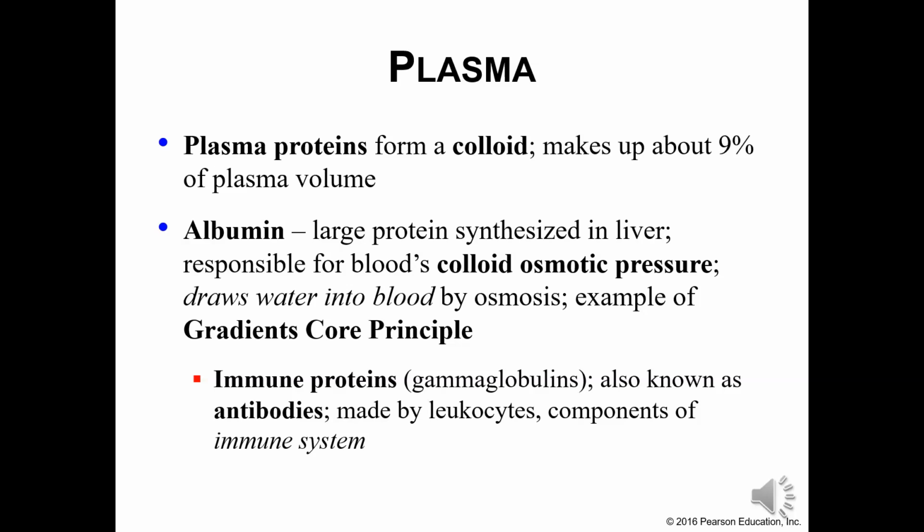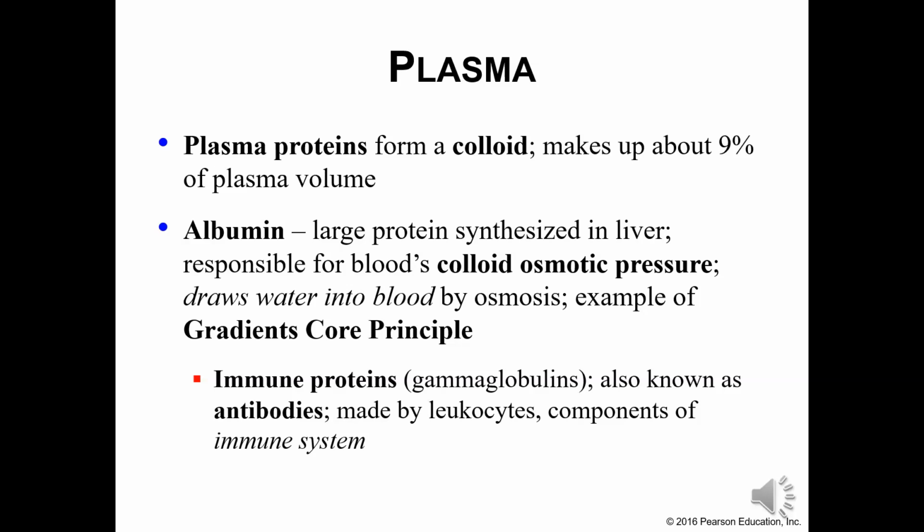Also present in the plasma are your plasma proteins, which form what we call a colloid. Remember, colloids are aggregate proteins that are important in forming certain solutions. They make up about 9% of your total plasma volume. Albumin is your main colloid. It's a large protein that's only synthesized in the liver, and it's the main protein responsible for your colloid osmotic pressure, which always draws water into the blood by osmosis. Remember, with albumin, your colloid osmotic pressure is fairly constant.